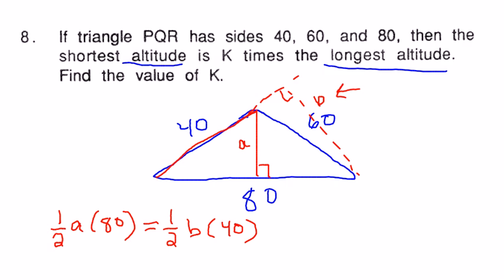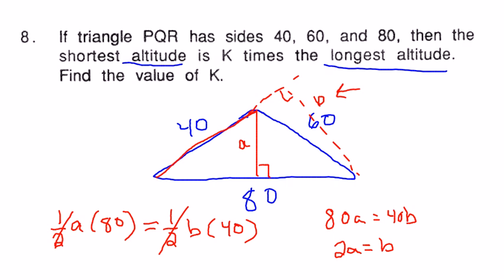When you set them equal to each other, you can actually just divide by 1/2. And so that gives you 80A equals 40B. And then you can divide both sides by 40 to get 2A equals B. So the relationship is that the longest altitude is twice the shortest altitude.